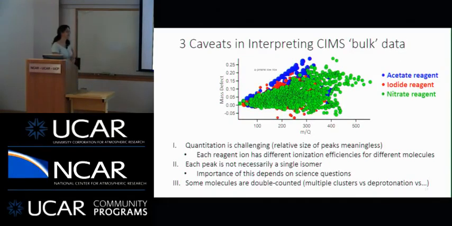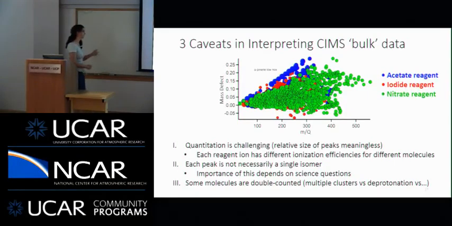First is that quantitation is very challenging. So the relative size of the peaks here is completely meaningless in terms of these mass spectra. So I made my students make each of the dots, or attempt to make each of the dots the same size, because we don't know the relative amount of all of these different ions. Each reagent ion has different ionization efficiencies for different molecules. Okay, each peak is not necessarily a single isomer. Remember, IEPOX and ISOPOOH show up at the same mass-to-charge ratio in our system. And whether or not that's important really depends on your science questions.